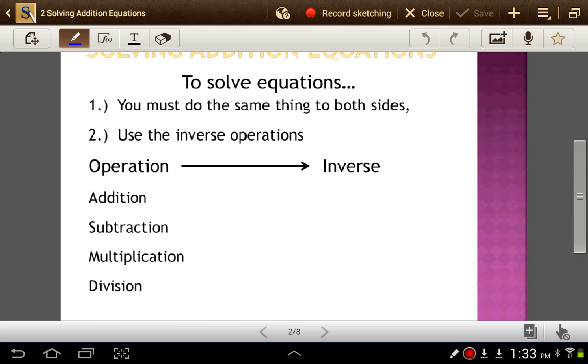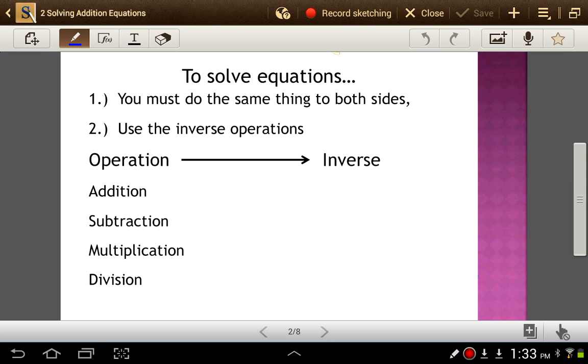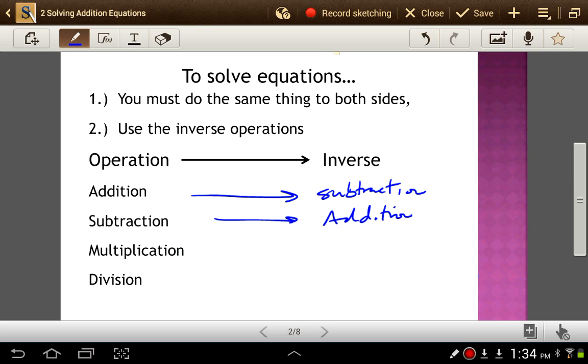To solve equations, there are two things we're going to be working on. First, you must do the same thing to both sides. Whatever you do to the left side of the equation, you must do the same thing to the right side. The other thing is you want to use inverse operations. The inverse operation of addition is subtraction, and the inverse of subtraction is addition, so they work together. For multiplication, the inverse operation is division, and for division, the inverse operation is multiplication. If you need to pause to write those down, go ahead. Otherwise, I'm going to be moving on.